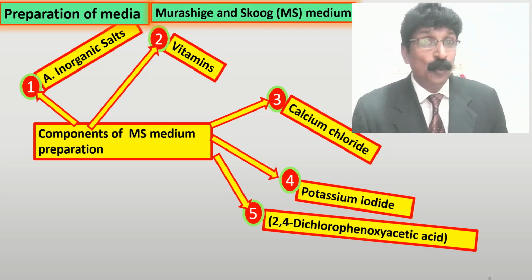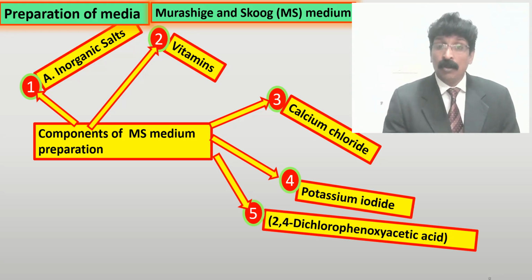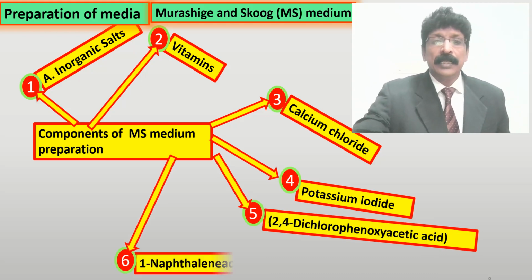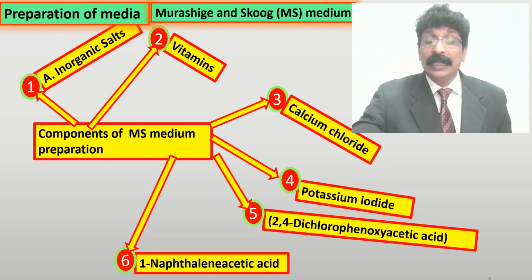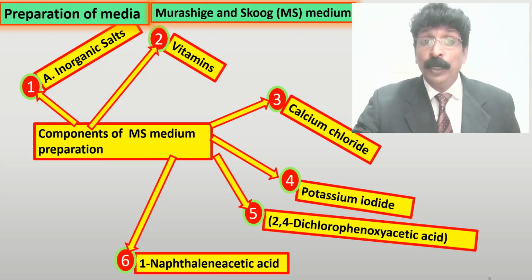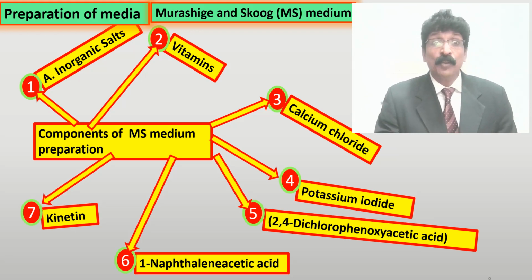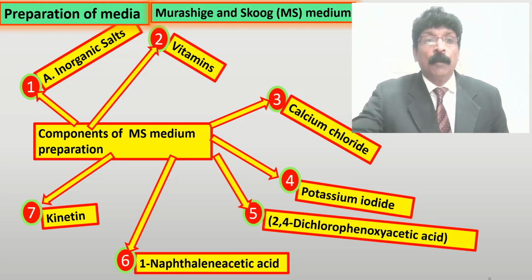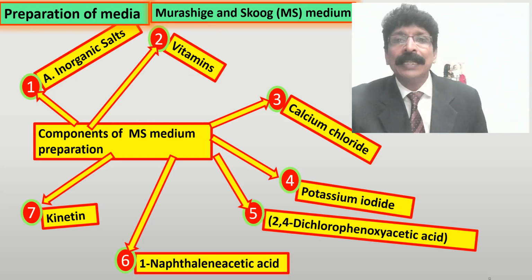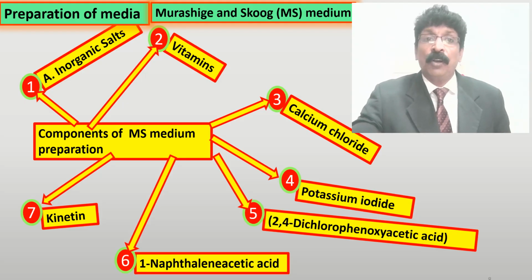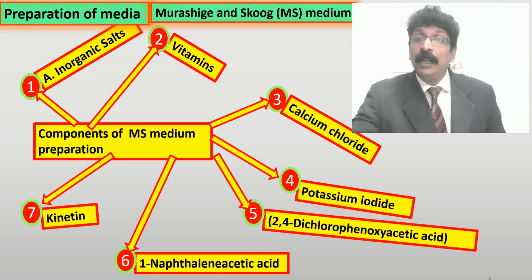Number 5, you can say it is 2,4-dichlorophenoxyacetic acid, which is a derivative of plant hormone auxin. And number 6, N-naphthalene acetic acid. It is also another plant hormone derivative of auxin. Number 7, kinetin, is a derivative of cytokinin, plant hormone. These all are main components of Murashige and Skoog medium, or in short form you can say MS medium. So these 7 points you have to remember and explain what all the inorganic salts, what all the vitamins, what all the calcium chloride, what all the potassium iodide.